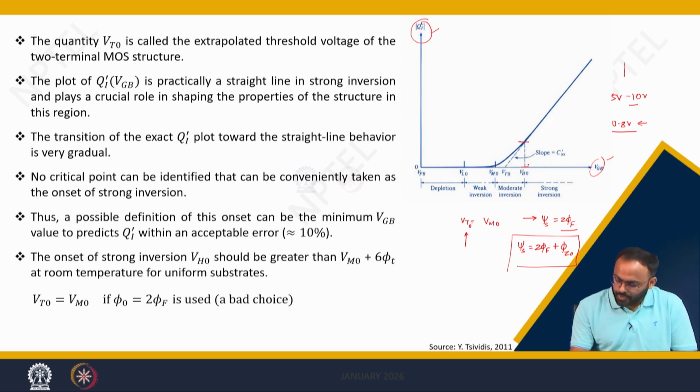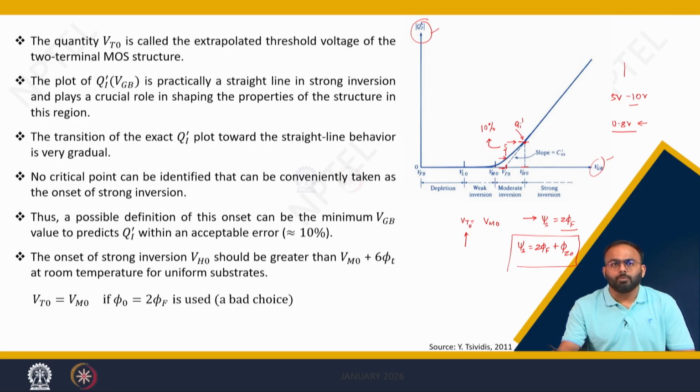For example, if this is the inversion charge value and you say I can tolerate 10% acceptable error, then you can simply choose the value of threshold voltage VT0 which is close to VM0, because whether you take this value of charge or this value of charge, it does not matter, because you accepted that error can be 10%.